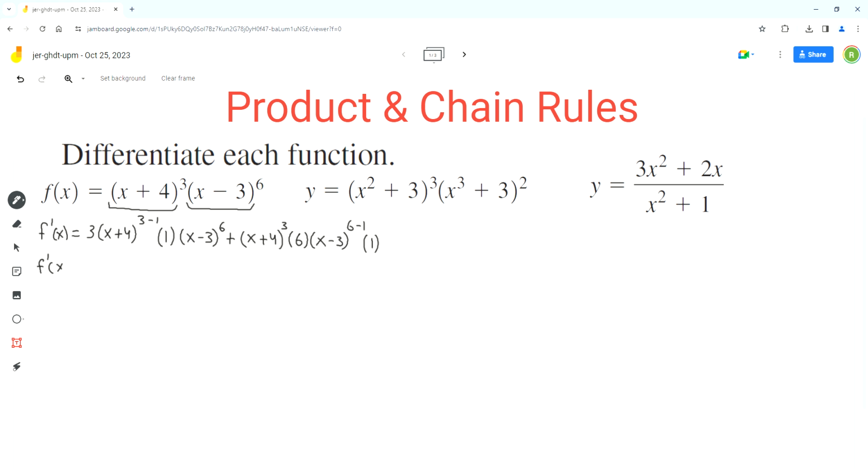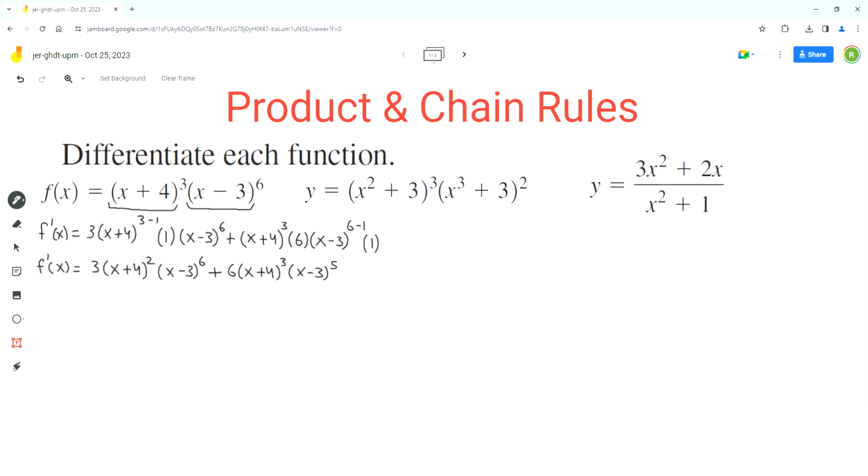So f prime of x equals, so now 3 times 1 is equal to just 3. So we get 3 parentheses (x plus 4) squared and then (x minus 3) exponent 6, then plus, now here we do 6 times 1 which is 6, and then (x plus 4) exponent 3 and then (x minus 3) exponent 5.